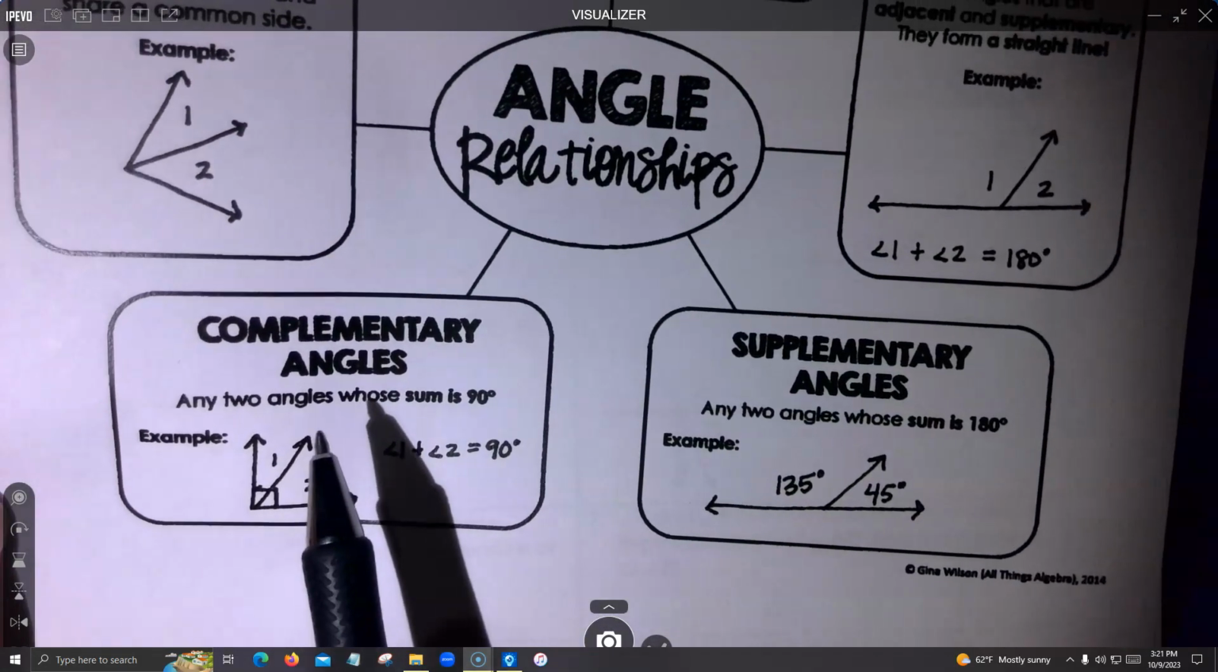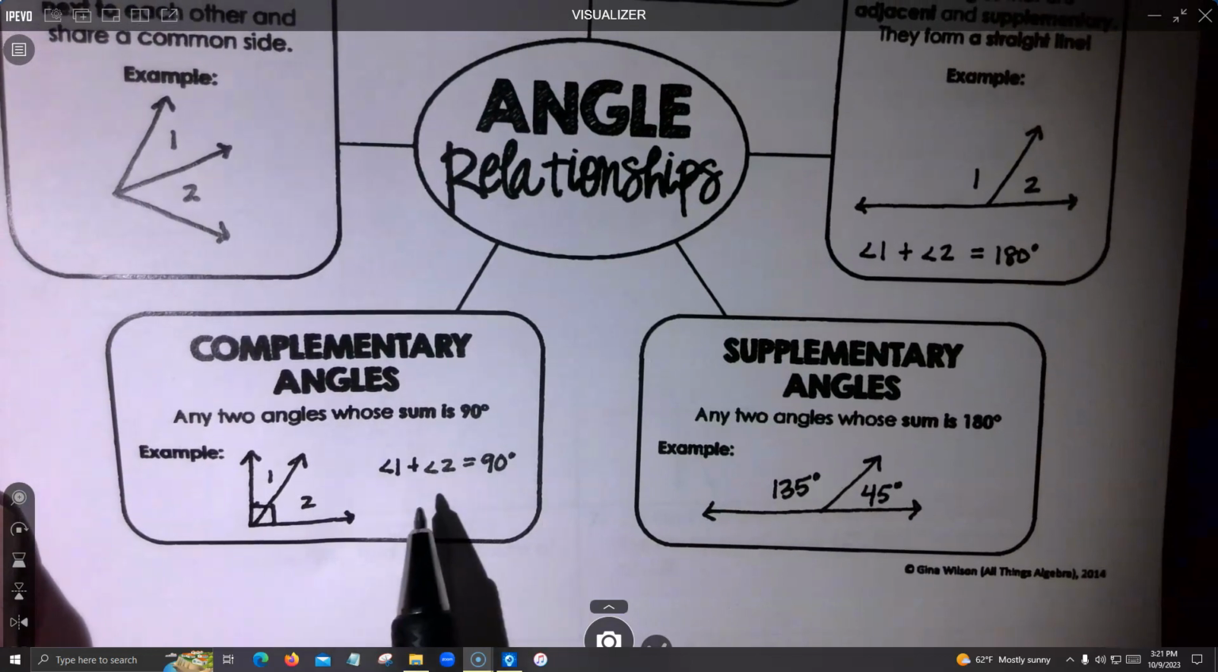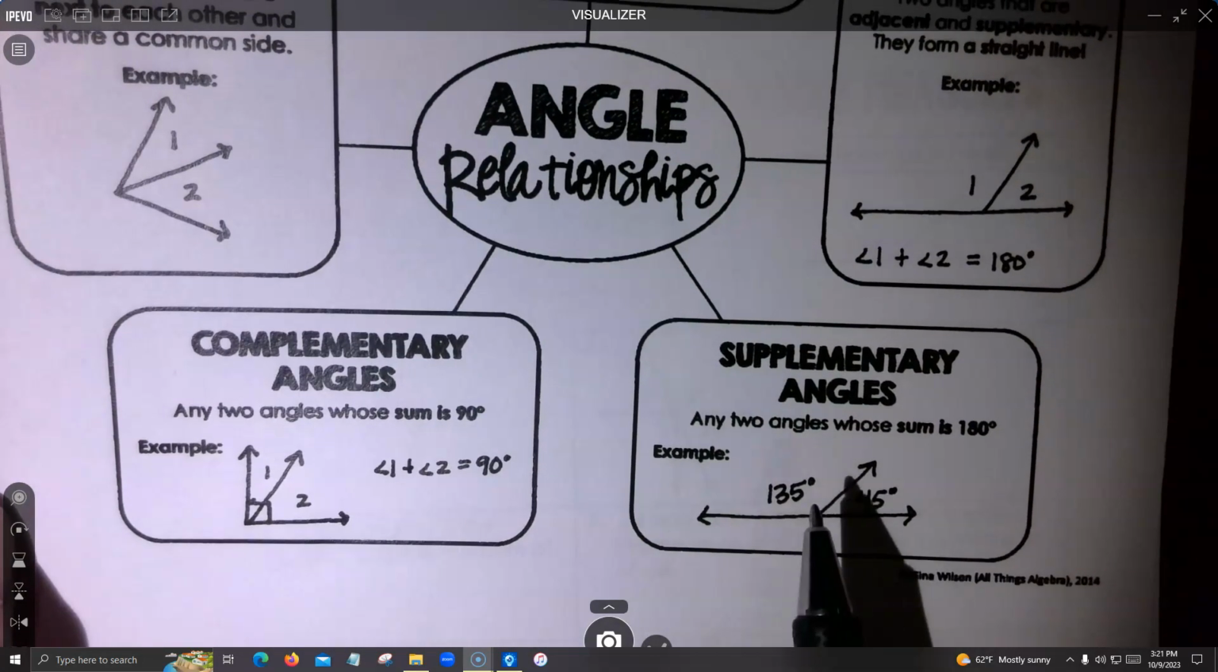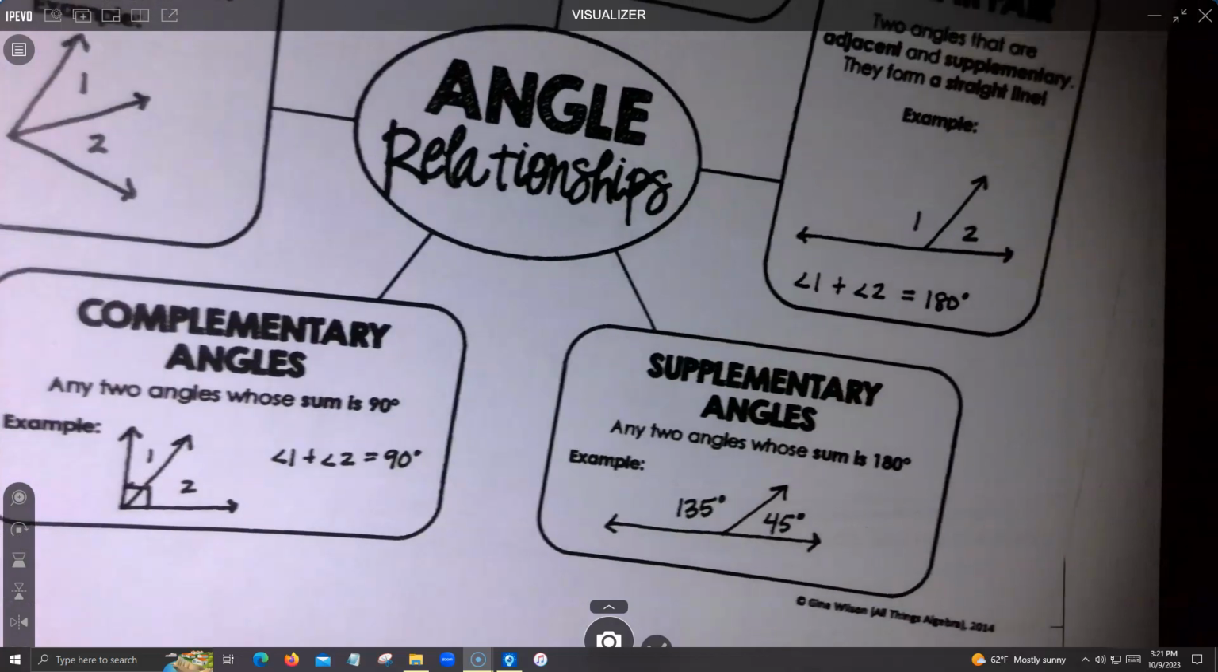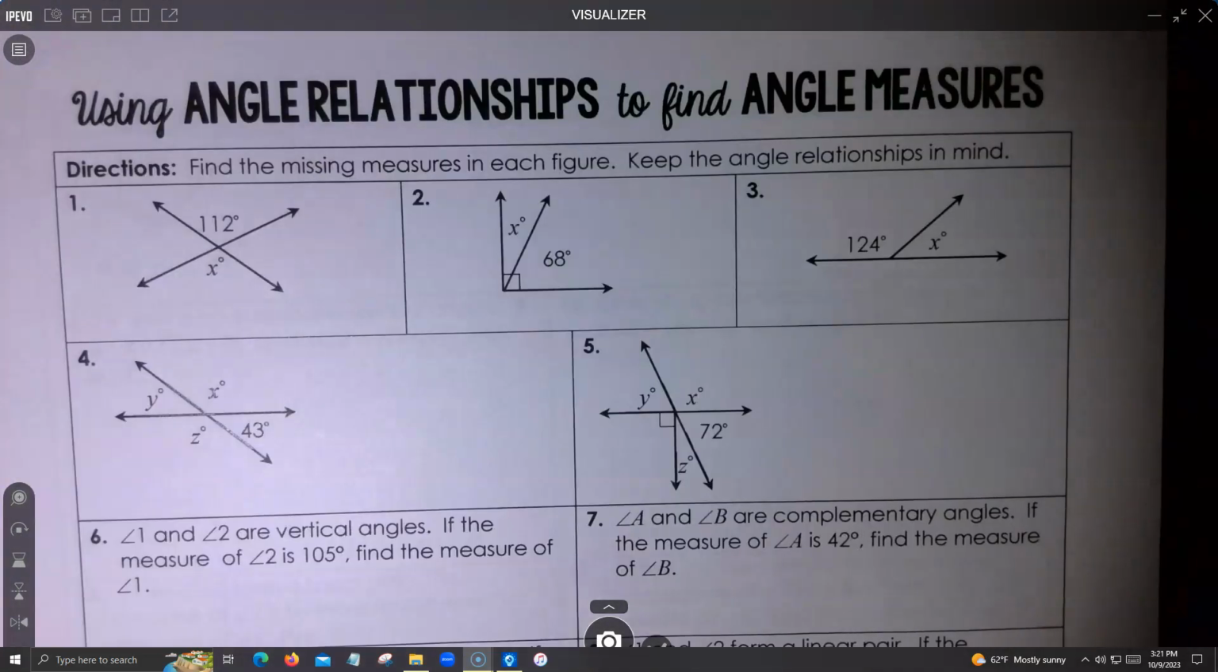Complementary angles add up to be 90, and supplementary angles add up to be 180. Okay, so that's what we're going to go with when we do these.